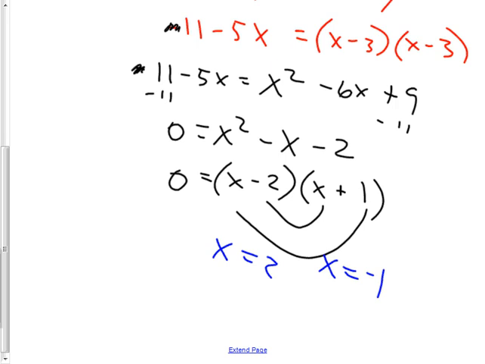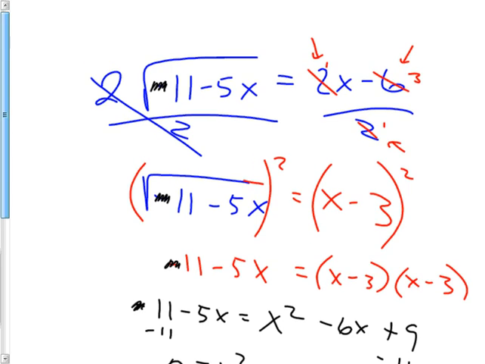Imagine if this whole thing had been a greater than sign at the beginning. Now you'd have a number line to do. Okay? But it's not. It was an equal to at the beginning.